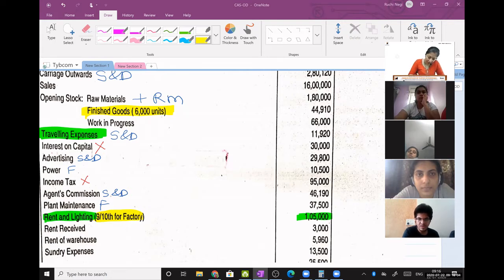Fine, very good. Is that clear? Sonal also gave the right answer. Even if they don't give you the ratio, 1 by 10 will go to office. Read between the lines. If 9 by 10 is going to factory, obviously then the balance 1 by 10 will go to office. Very good. Okay, next, rent received. What to do with this? Where will rent received be displayed in the cost sheet?